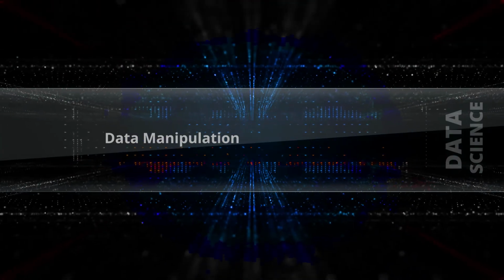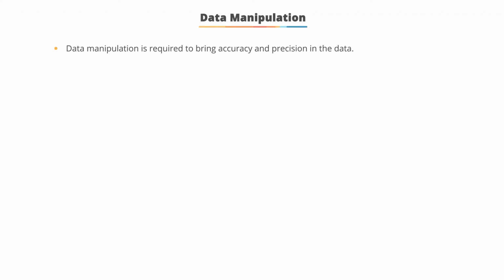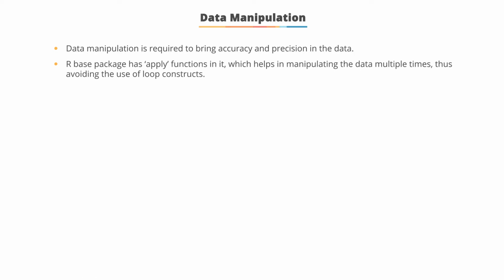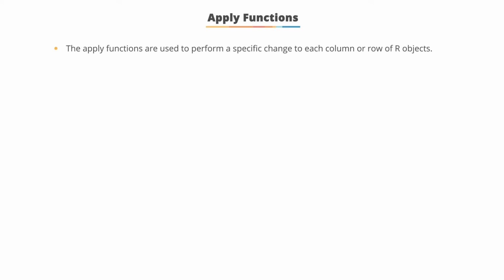Data manipulation. Data manipulation is required to bring accuracy and precision to your data, and the R base package has apply functions within it. This will work in manipulating the data multiple times, so you don't have to create a variety of loop constructs. The apply functions are absolutely phenomenal, and they are used very commonly in the real world. There's a variety of types of apply functions within R.